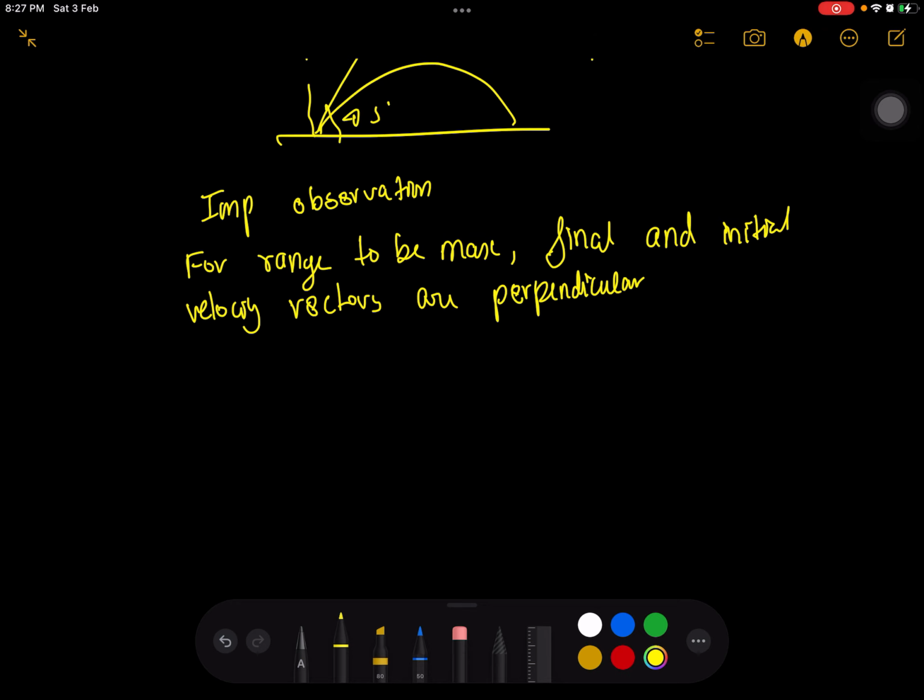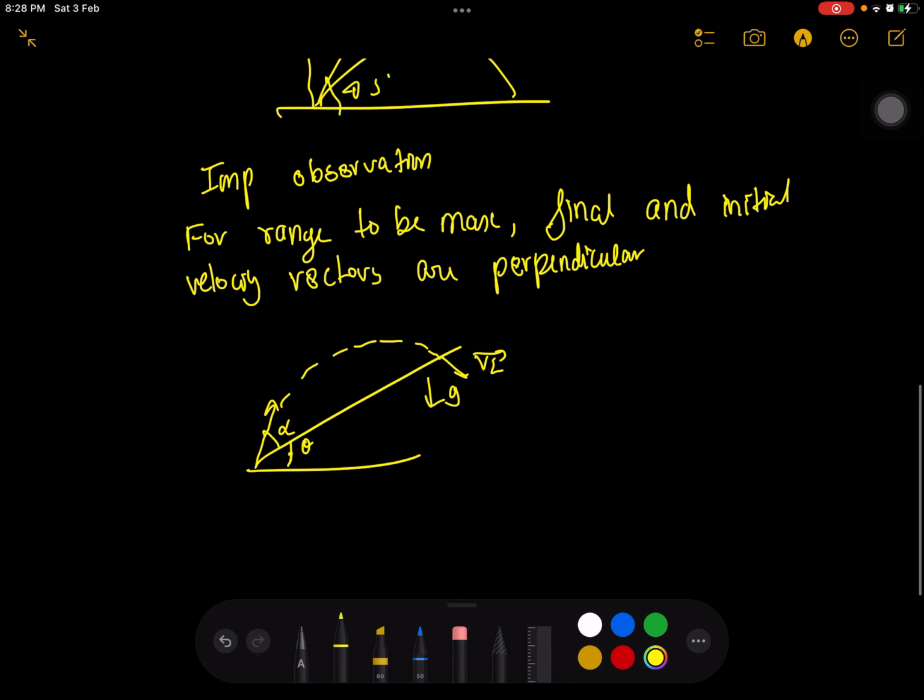Let's take an example. Let's say you're throwing a particle. This, let's say, is alpha, and some theta or something, and you want range to be maximum. So there's some velocity v2 vector. There's a g vector here. So we can write in vector form: u vector. Finally, there's a v vector. Wait, no, sorry. v equal to u plus at, so it's gt.